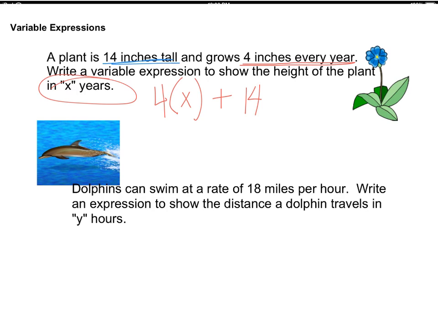Example 2. Dolphins can swim at a rate of 18 miles per hour. Write an expression to show the distance a dolphin travels in Y hours. Again, let's just think. If I asked you how far the dolphin could swim in 3 hours, you would multiply 18 times 3. If I asked you how far the dolphin can swim in 5 hours, you'd multiply 18 times 5.